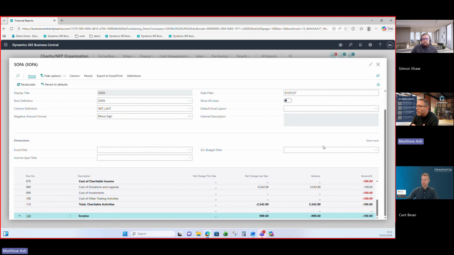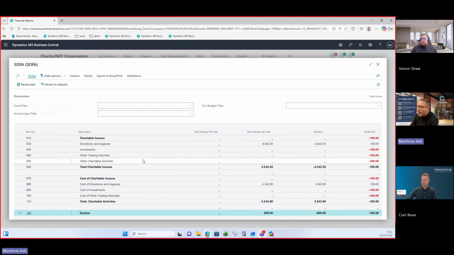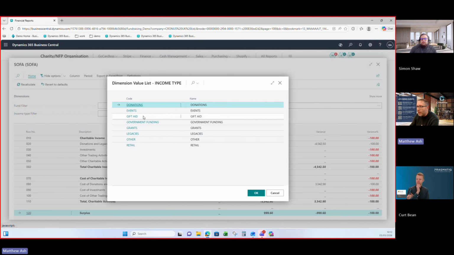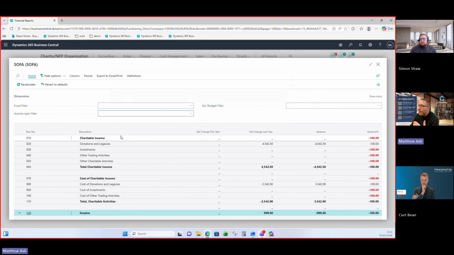But actually, we want to be able to design reports in here for our SOFA reporting, see what our surplus is, net change this year, net change last year, what variance we have year on year, but also be able to filter by funds, so restricted income, unrestricted, or income type. Income type might be donations, Gift Aid, government funding, grants, legacies. So we can do all of that sort of filtering against our reports in here as well. Oh, that looks great. That looks great, guys.